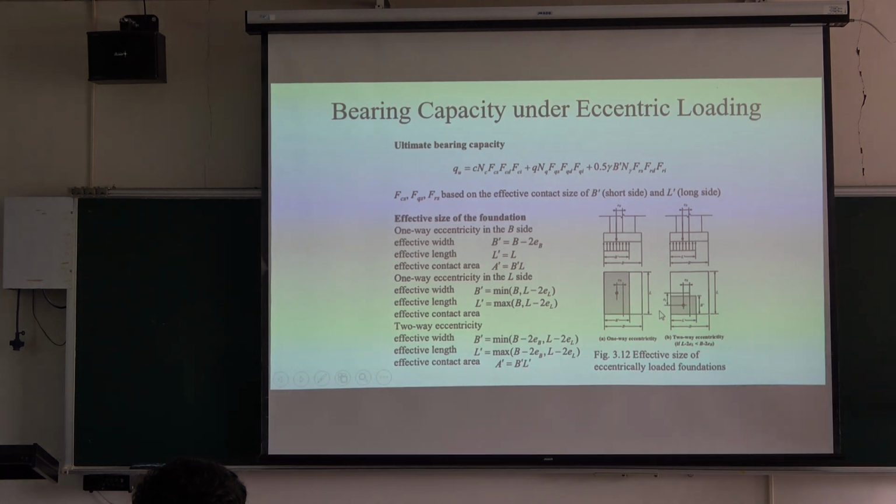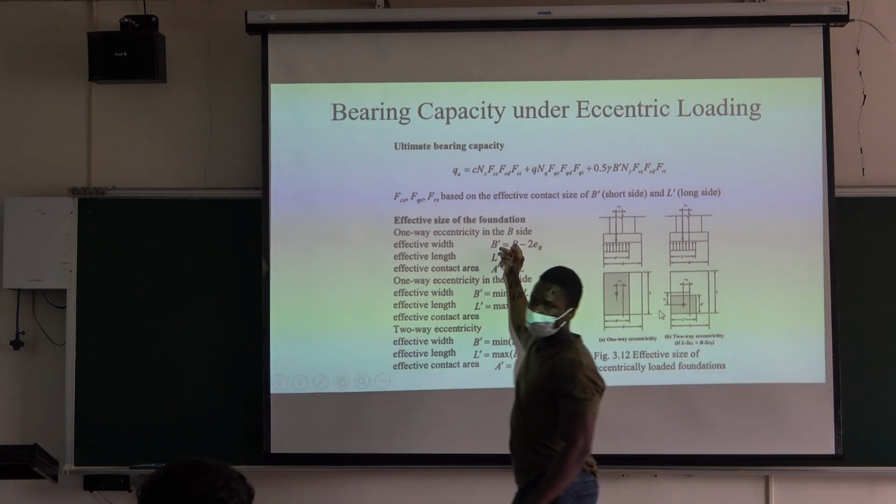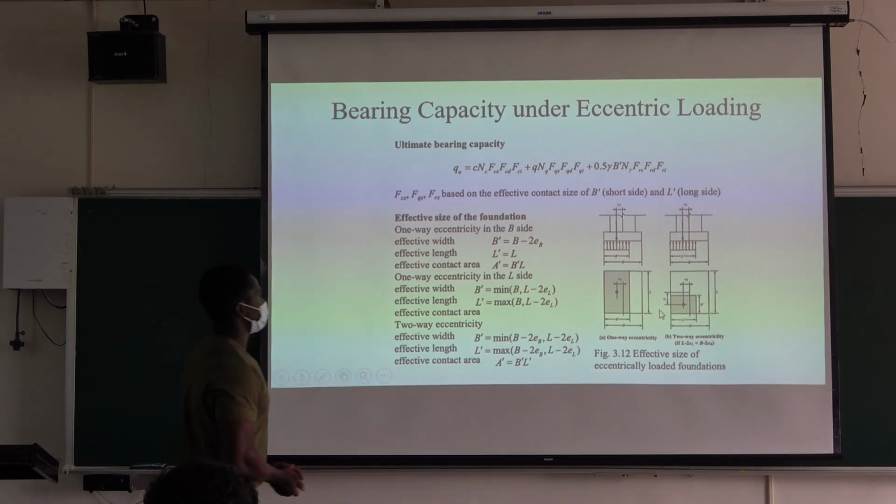But this is only one side, right? So if you want both sides, we want to make it double, you say another B over 2 minus E. So this is equal to B prime. So that's how this value comes about. Okay. That's how that value comes about.